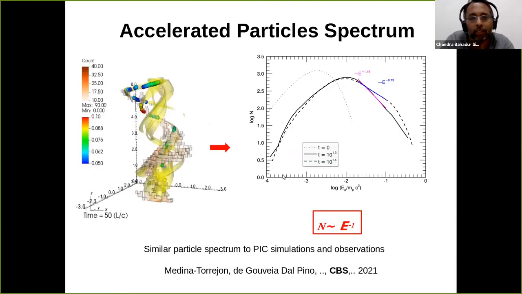While the spectrum initially showed a Maxwellian distribution, later on as the system evolved, it was found that there is a power-law dependence on the energy. This was a power-law tail in the higher energy regime, and this is something similar to what is found in PIC simulations and observations.